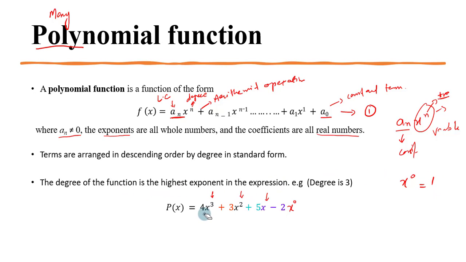Now in this example, 4x cubed plus 3x squared plus 5x minus 2, this 4x cubed is called the cubic term. Why do we call this cubic? Because the variable here has degree 3. Because of this x squared, this term is called the quadratic term. Because of the power 1 with the variable, it is called the linear term. And because of this 2 with x to power 0, this 2 is the constant.